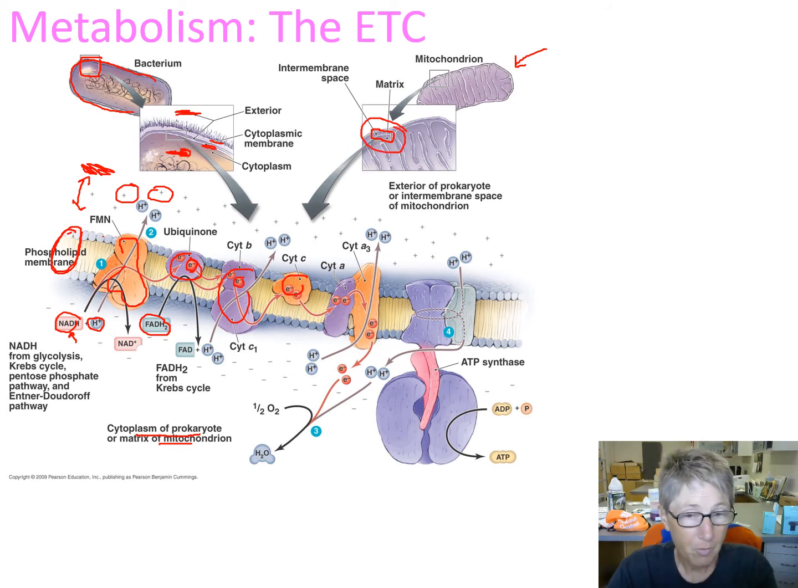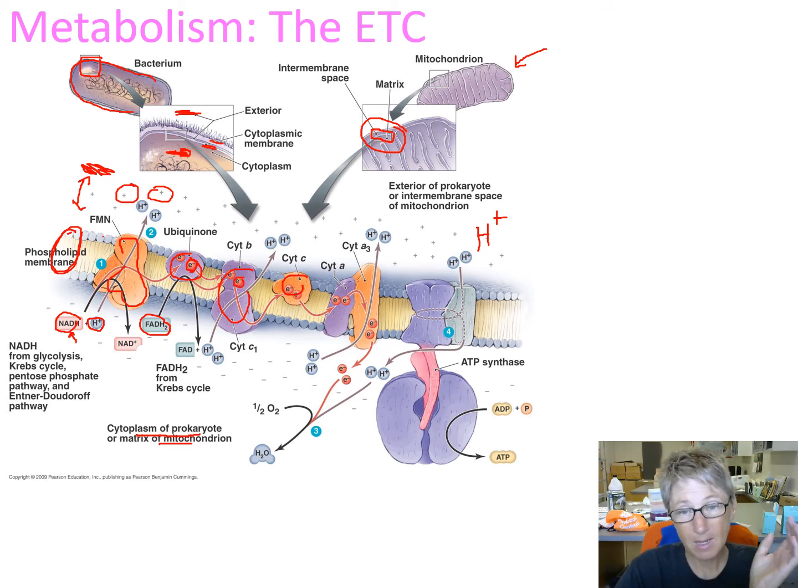Why do you want to pump free hydrogens? Using the energy of electrons, why do you want to pump the free hydrogens into this space? That's because if you build up a really high concentration of hydrogen ions here, you'll build a high concentration here and a low concentration inside the cell.